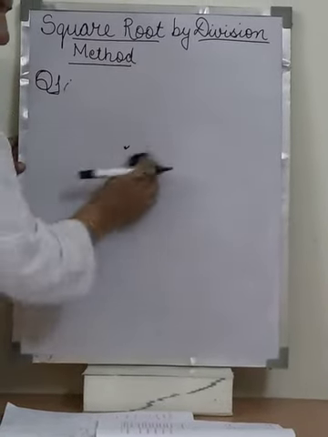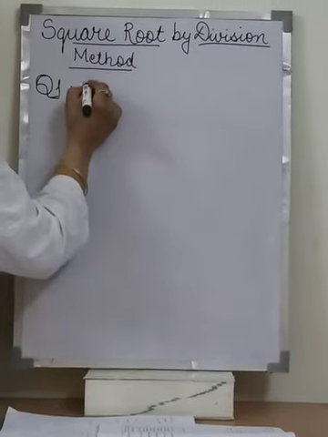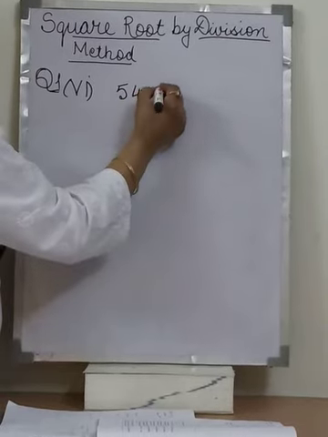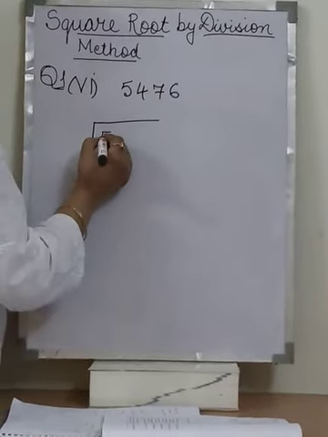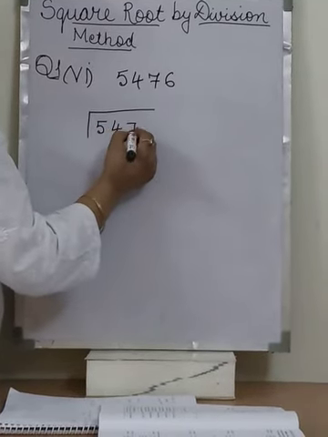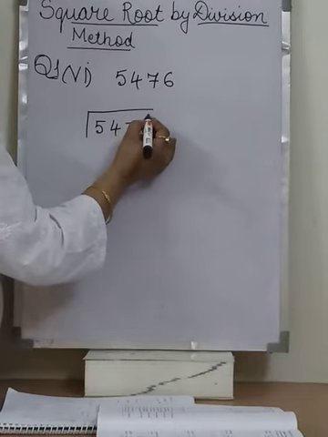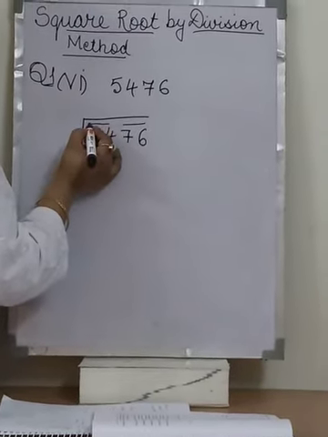Then I discuss one more question with you. Question number 1, the 6th part. The number given is 5476. I write 5476. The first step is to make pairs of the number starting from the unit digit. So this is the first pair and this is the second pair.